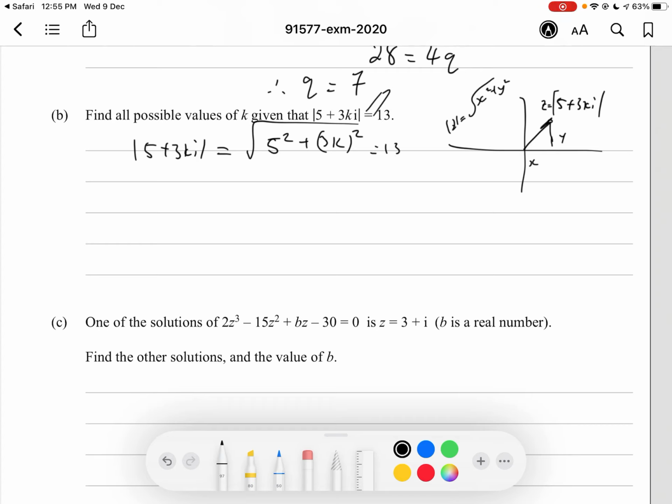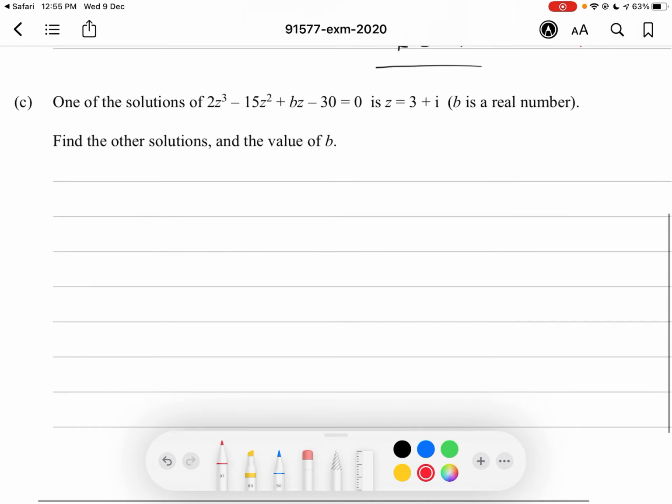And we know this equals 13. So if we square both sides, we'll see that 5 squared plus 9k squared equals 169. So 169 minus 25, we should find that 144 equals 9k squared. So k squared equals 16, and therefore k equals plus or minus 4. So plus or minus 4 should be our final answer for this question. This should just be another achieved question.